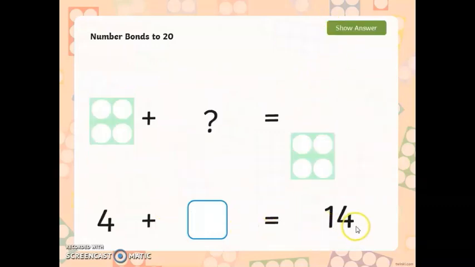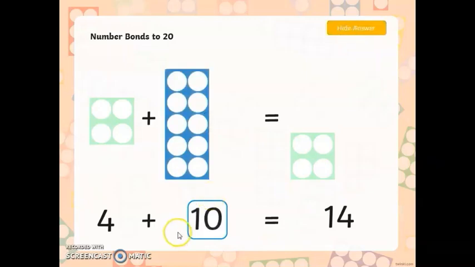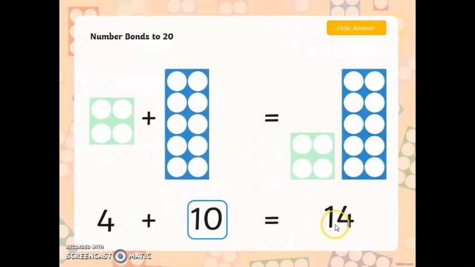The next number in front of you is 14. Now which number will pair with 4 to make the bond of 14? Good job if you all say 10. With 10, we will make the pair with 4 to make the bond of 14.